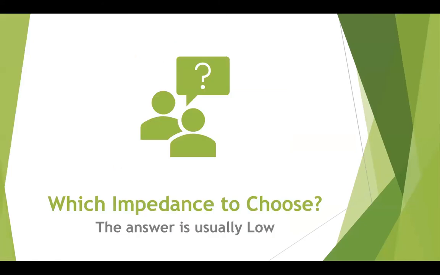And the answer is usually low when it comes to which impedance do you choose. Usually low impedance. Because remember, low impedance means more current's going to pass through, right? It's better. Lower resistance is better for current flow. And so low impedance is better for the same thing, all right? For the same reasons.